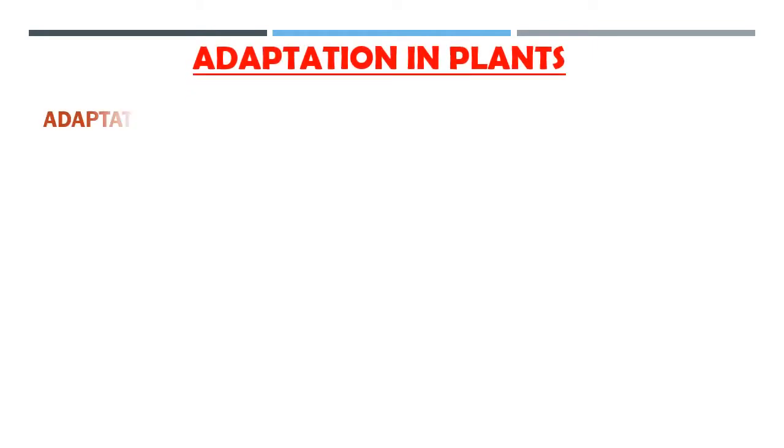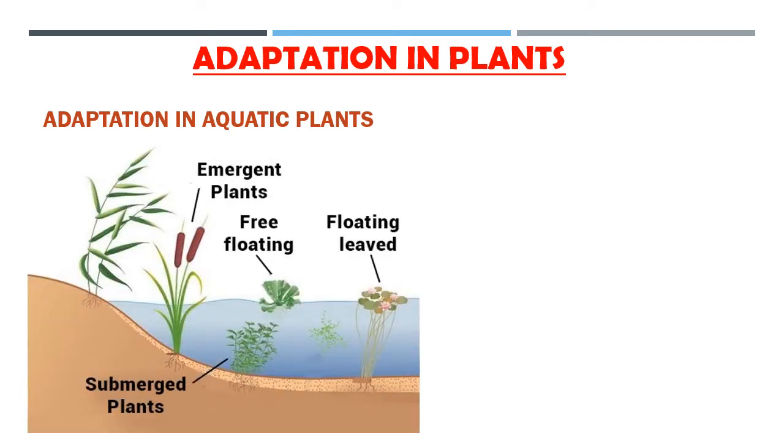Adaptation in plants. In that, we will first see adaptation in aquatic plants. Look at this picture. Some plants are firmly rooted in the soil at the bottom of the water bodies. Here you can see these plants which are firmly rooted in the soil of these water bodies. The stems are submerged. Submerged means half of the plant is outside the water. Here, outside the water. And their leaves and flowers float.